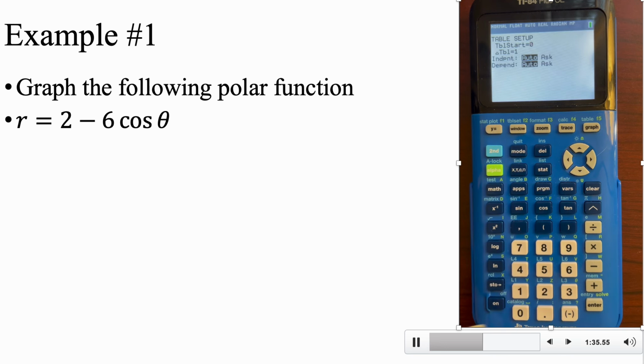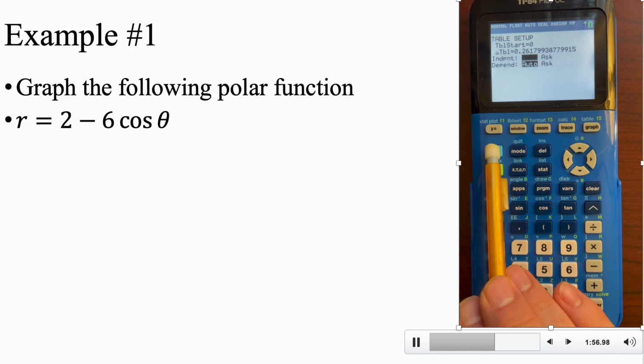And then we still want to start at 0, but our table values for graphing polar functions go up by pi over 12. So that's what the delta table represents. So we're going to type in second pi, and then divided by 12. And we're going to hit enter. It's going to give a decimal equivalent to it.